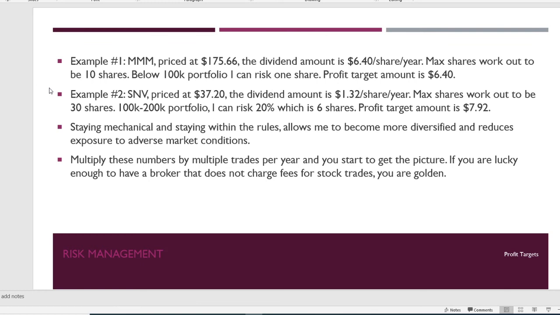Staying mechanical and staying within the rules allows me to become more diversified and reduces exposure to adverse market conditions. By multiplying these numbers by multiple trades per year, you start to get the picture. If you're lucky enough to have a broker that does not charge fees for stock trades, you're golden. Of course, we're not going to get into dollar cost averaging. All I'll say in this part is you do not dollar cost average above what you actually paid or your break even. That's just a simple rule, but we'll get into that later.